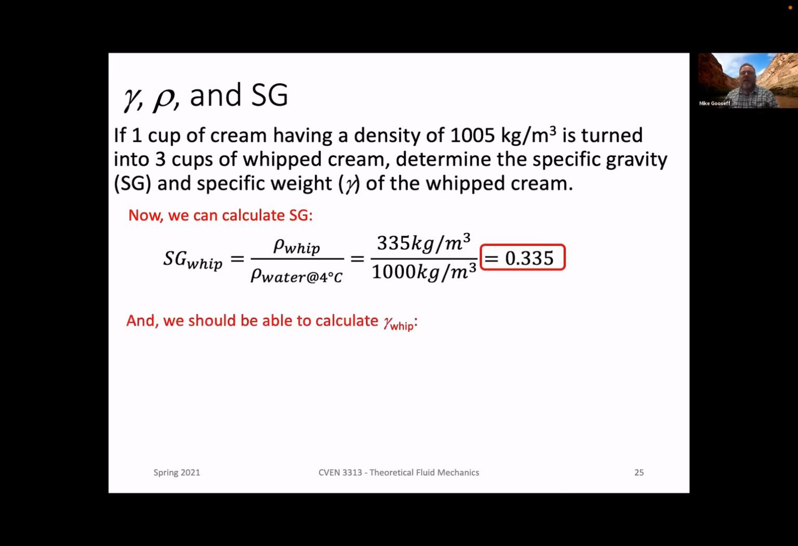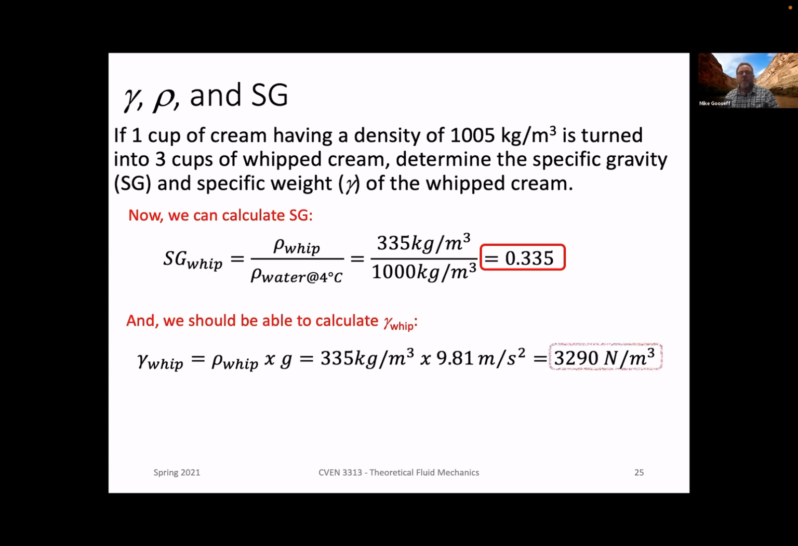And then if we want to calculate the specific weight of the whipped cream, now remember our equation was the density of the whipped cream times g, our gravitational acceleration. So 335 kilograms per cubic meter times 9.81 meters per second squared will give us 3,290 newtons per cubic meter, all right? And so that is essentially the number we have.